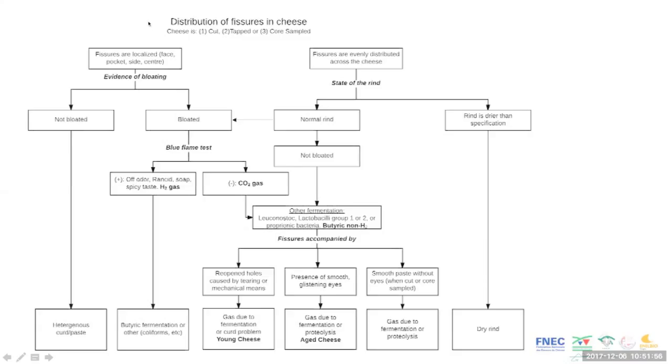In this case, I just provided this, and you'll have a copy of this for yourselves, but where there's evidence of bloating, where we have a dry rind, fissures that are localized on the face or in a pocket in the cheese, or maybe on a side or just the center of the cheese, you can start there and say, well, is the cheese bloated or not bloated?